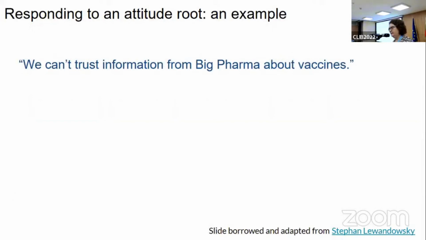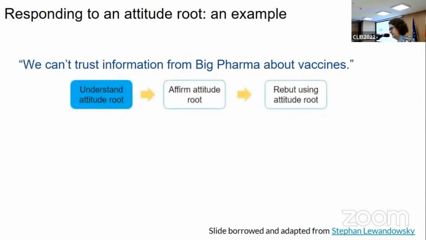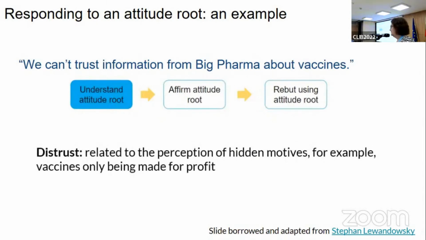So, for example, we have this statement: we can't trust information from big pharma about vaccines. This is something we can encounter on Twitter. In order to rebut this information, we need to understand the attitude root, and then we need to affirm this attitude root and construct a rebuttal which uses the same attitude root. Now, what is the attitude root? In this particular example, the attitude root is distrust.